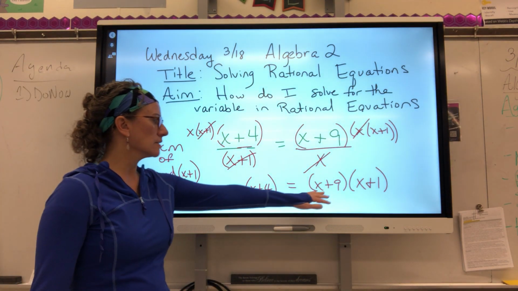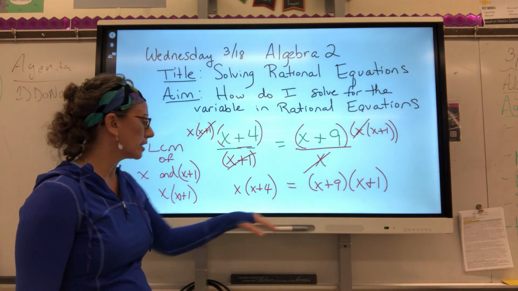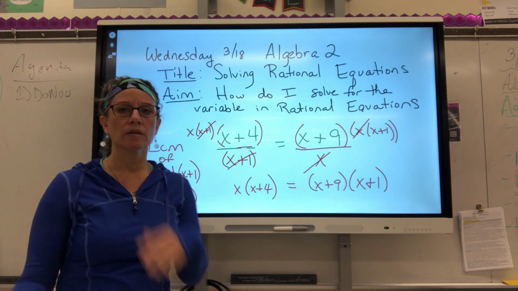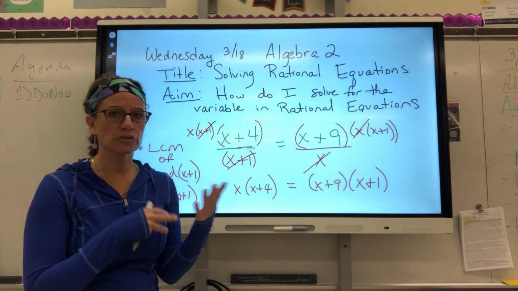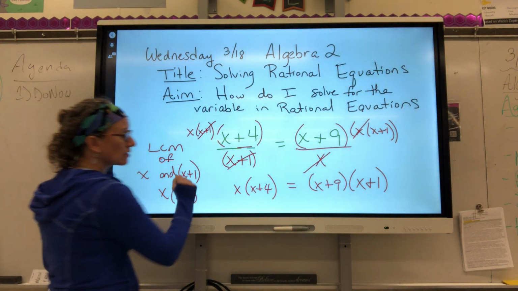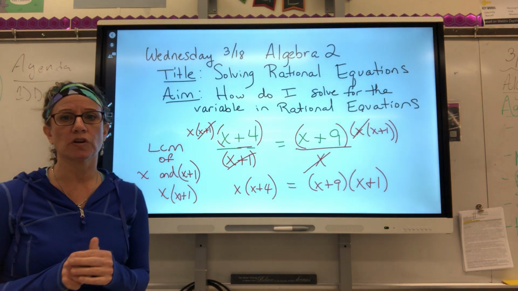Now to solve this, I would need to double distribute my binomials, giving me a trinomial over there, and distribute the x in here, giving me x squared plus 4x. Then again, I would be moving the terms to other sides of the equation in order to solve for the variable. Okay, so in this case, we have to eliminate domain restrictions.